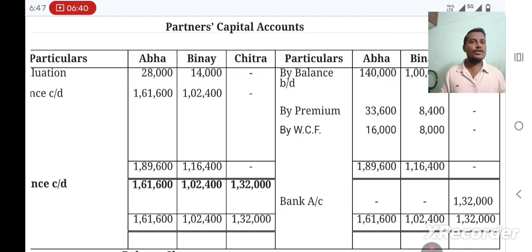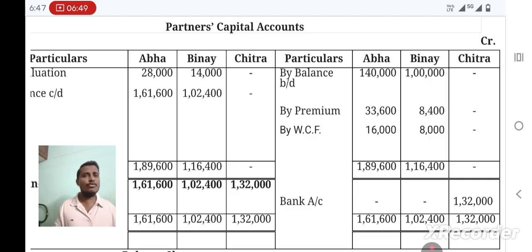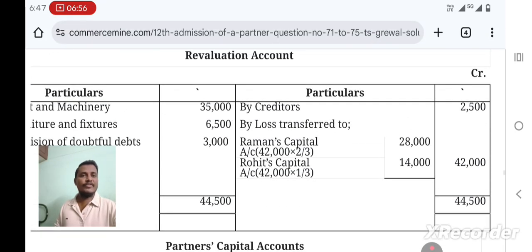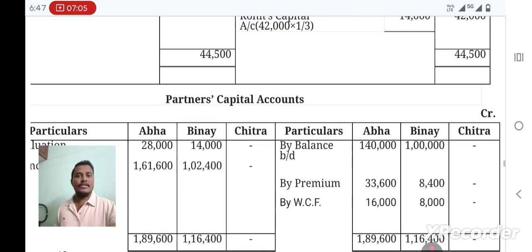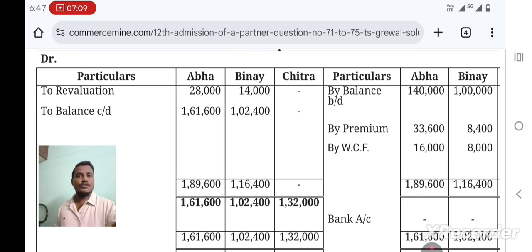By balance brought down, you record the partners' old capital balances. The new partner's capital will be empty, since we have not found out anything yet. Then by revaluation loss or profit: here there is a loss, so on the debit side of the partners' capital account, they have recorded the revaluation loss, 28,000 and 14,000.